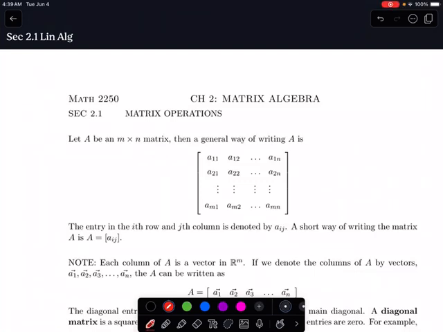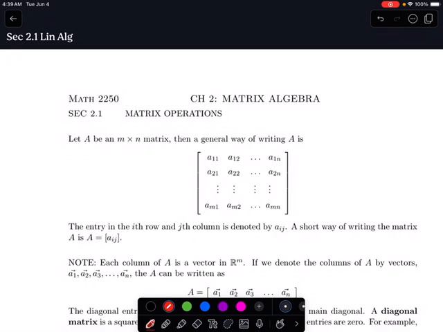Chapter 2, Matrix Operations. So in this chapter we will see how to add matrices, how to multiply matrices, and how to perform some other operations on matrices.